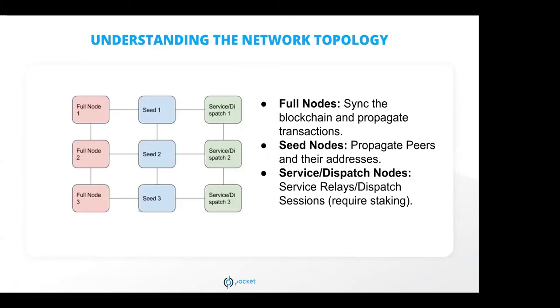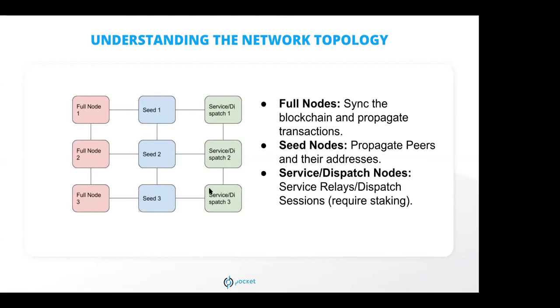So, understanding a little bit of the network topology, Pocket Network will have 3 basic archetypes of nodes, given the explanation that I just went over. The first type is going to be the full node. A full node, as in any other blockchain, is going to be a node that syncs the blockchain and propagates transactions to its peers. This is the most basic type of node, and it's something that is very common in any blockchain's architecture.